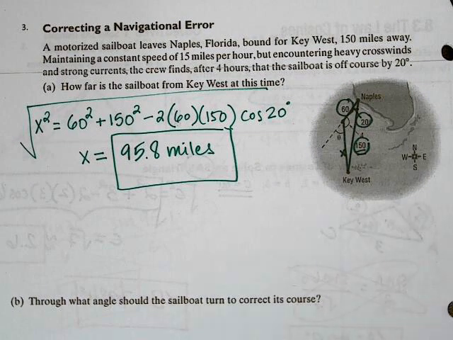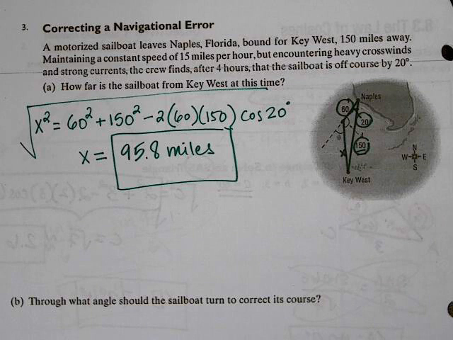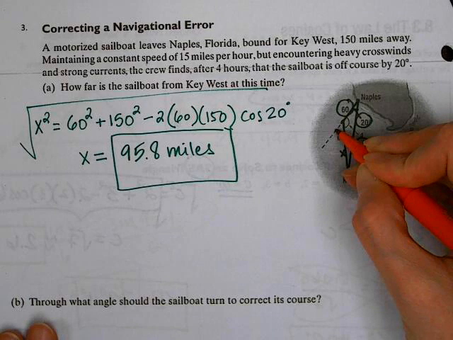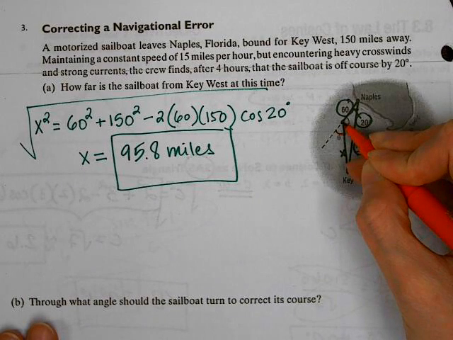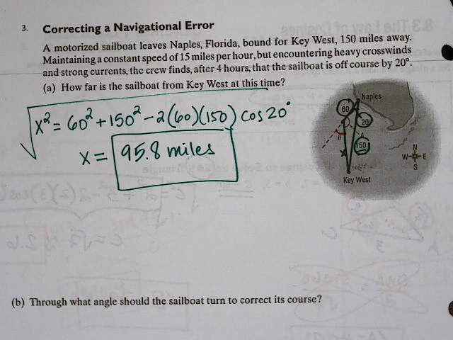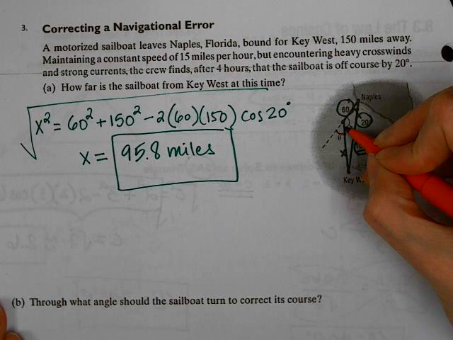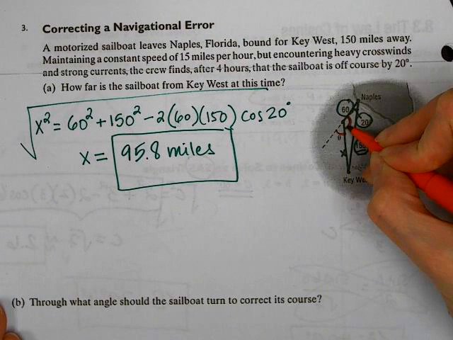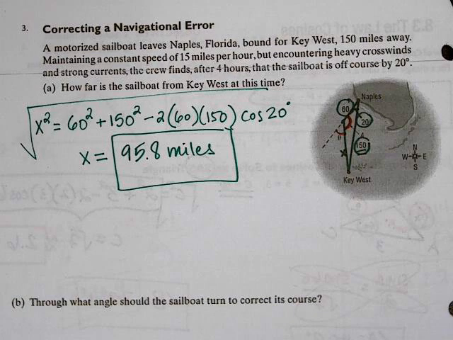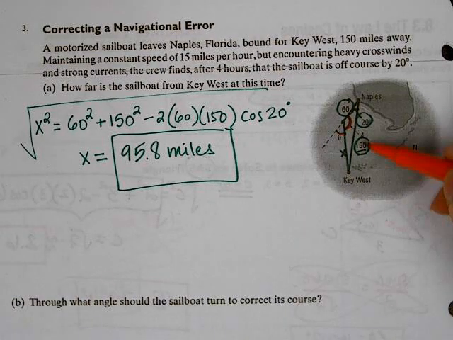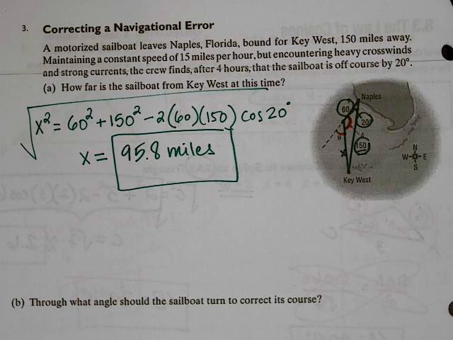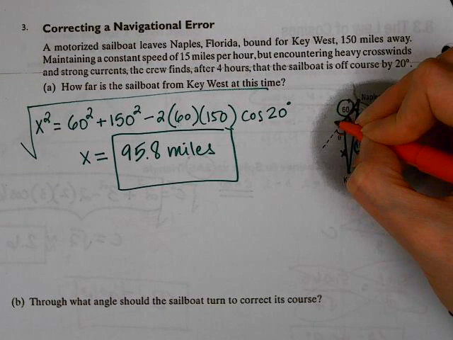Okay, cool. B, through what angle should the sailboat turn to correct its course? So they want to know, let's say it kept heading this way, what would theta have to be so it could get back on track to get to Key West? So for that one, we're trying to find that angle. If we could just find this angle first, then we can use it to find theta. You can use law of sines or law of cosines to find this angle right here. Let's call it angle A.